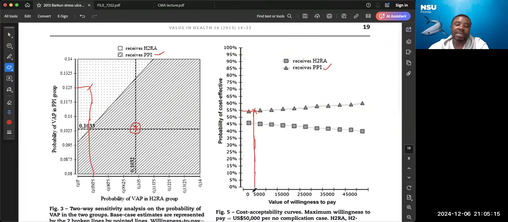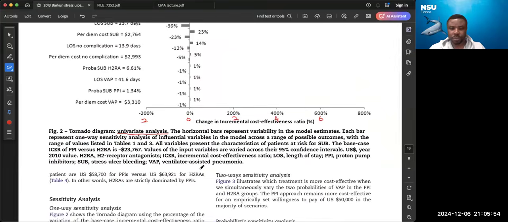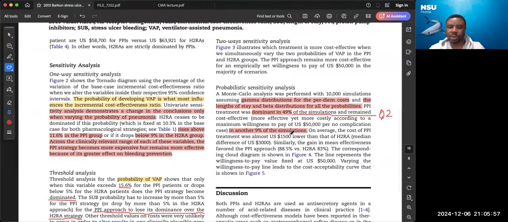So what we are looking for is that the willingness to pay amount is normally 50,000. So if it is 50,000, what option will you choose? In this case, we will choose the option of the PPI. That's why I drew this line here. If you are paying 50,000, we will choose the option of the PPI because we are 55% sure that the PPI is cost effective. But for the H2RA, we are about 45% sure of cost effectiveness. So our option will still be the PPI. So that is what he was talking about here.